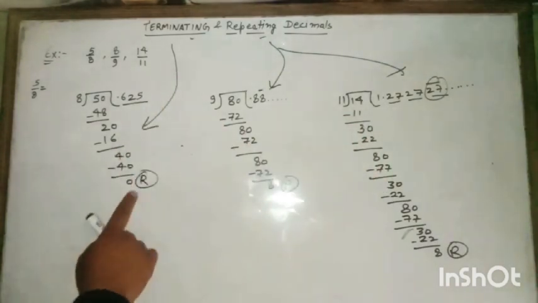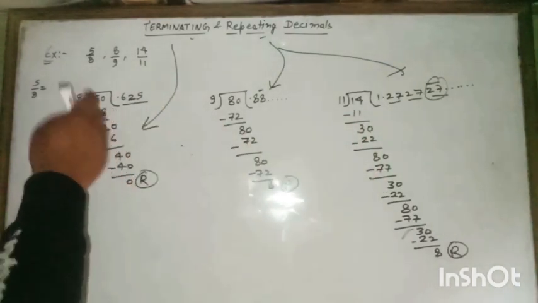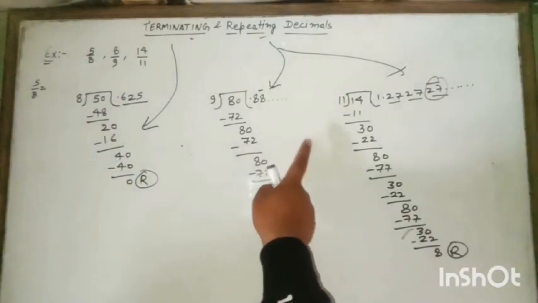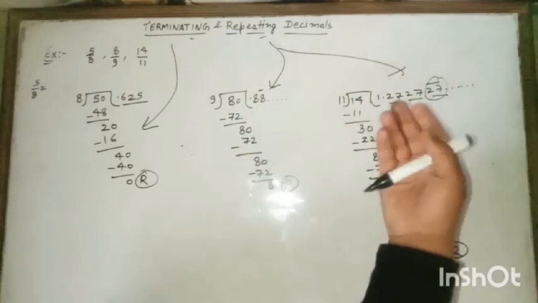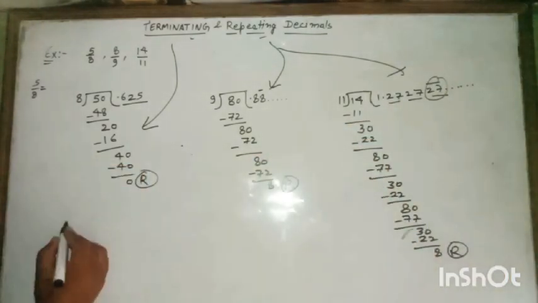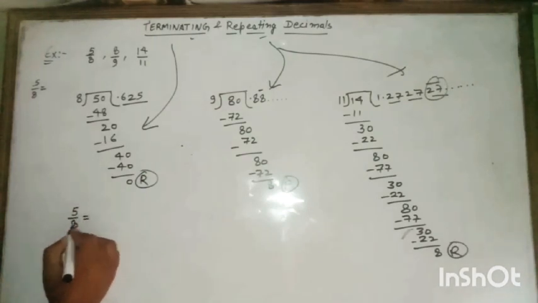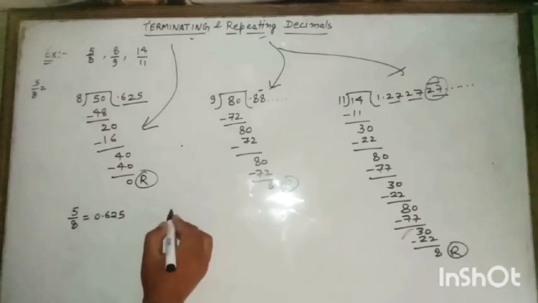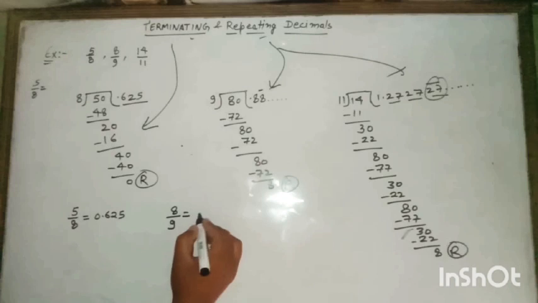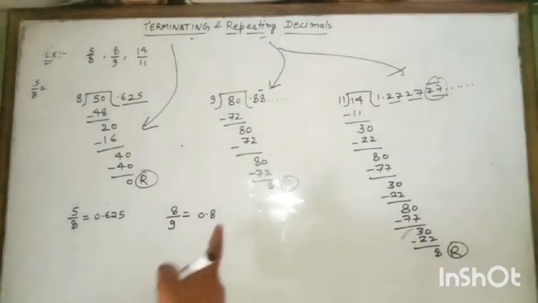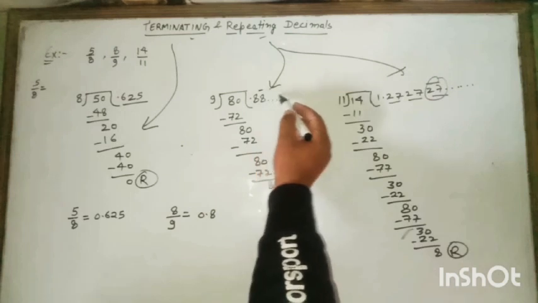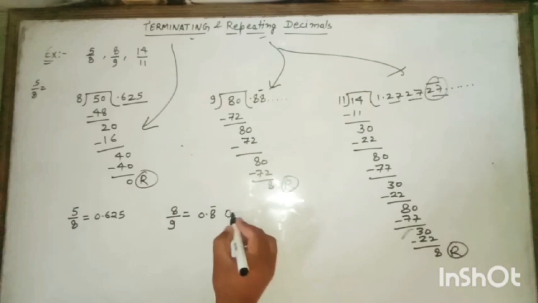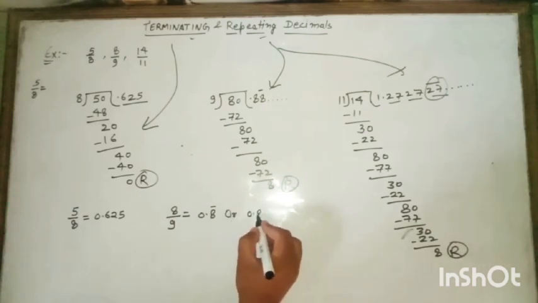In a terminating decimal, the remainder will be 0 and the division will stop after dividing properly, and in the case of repeating decimals, the quotient will never stop, meaning it will go further and further. In this way we can write 5 upon 8 in decimal form as 0.625, and for 8 upon 9 we can write it as 0.8 repeating, or instead of writing 8 again and again, we put a bar here, meaning 8 is repeating again and again, or in another form we can write it as 0.8 with a dot.